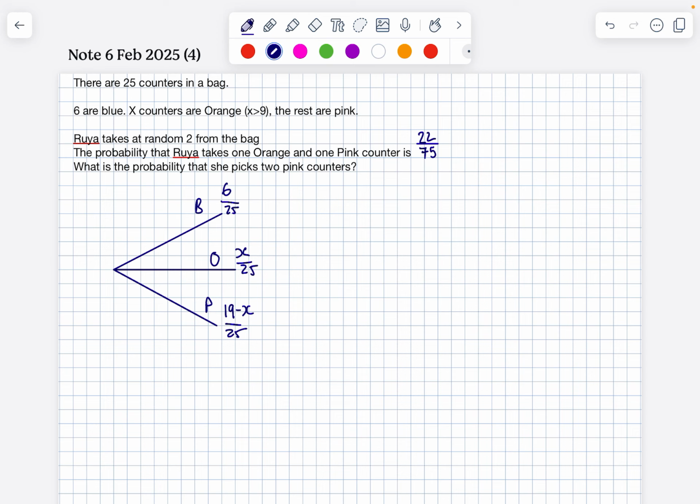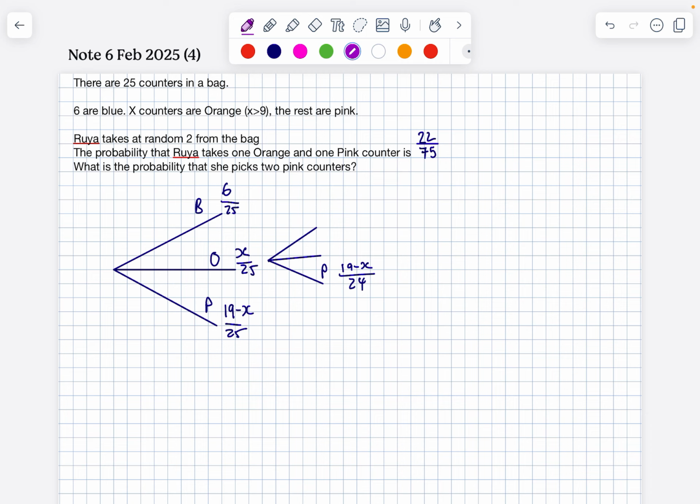The probability that she picks 1 orange and 1 pink is 22 over 75. So if she picks an orange and then she picks a pink, we have this. Okay, so she's going to pick a pink. Now, there are still 19 minus X because no pinks were picked on this path. But now there are only 24 left.